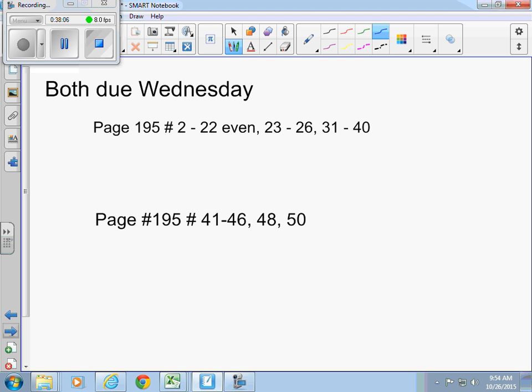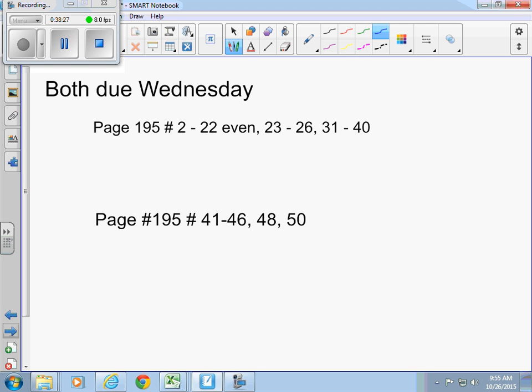Some of them will be solved by factoring, some of them by taking square roots, some of them by the quadratic formula, some of them only using the discriminant, so read the directions so that you don't do the quadratic formula when you are not supposed to. Just make sure you read the directions.